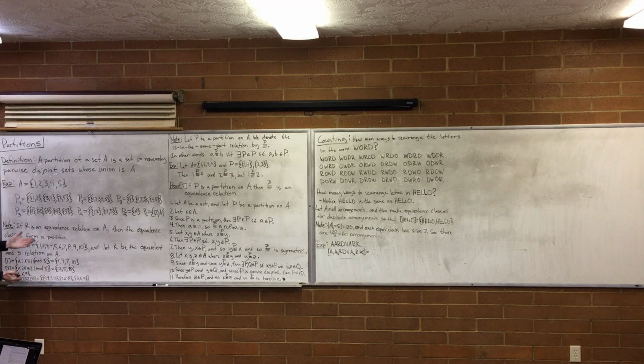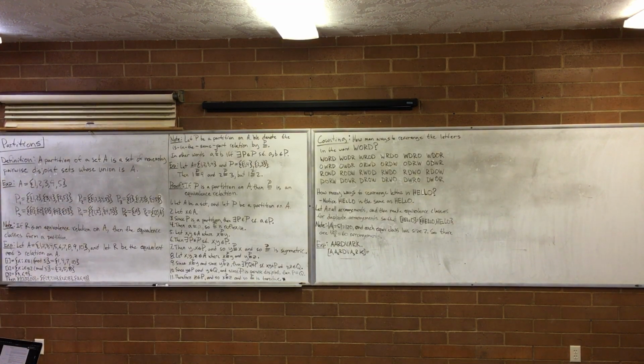So let's look at an example of a partition on a set A. So 1, 2, 3, 4, 5. Let's look at this set of subsets and see if this is a partition. So we've got the set 1, 2, 3, 4, 2, 5. Is this a partition of A? No. Why not? Because there's two twos. Right. Two's in there twice. Doesn't work.